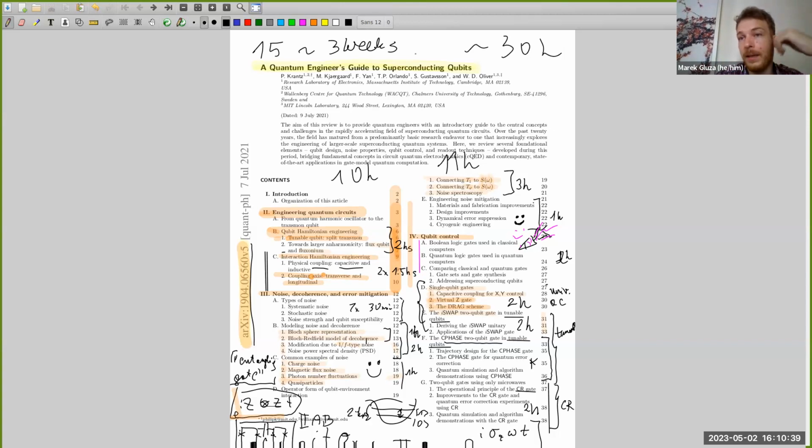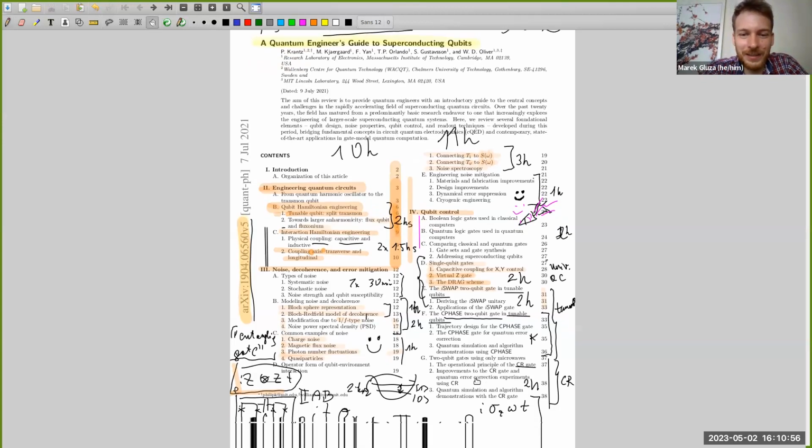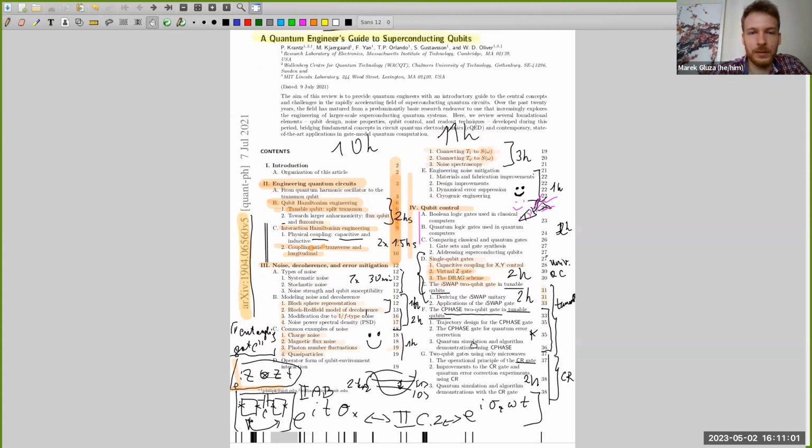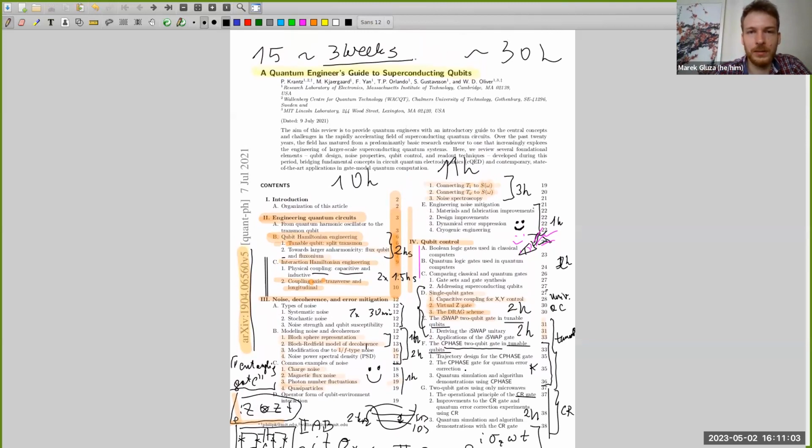And that's what you're looking at. After 3 weeks of daily reading for 2 hours, you can know a lot about superconducting qubits. Okay, that's my overview. Sorry for the scribbles. It's looking a bit messy here. It's a good review. I cannot easily erase everything, but you can take your own version.